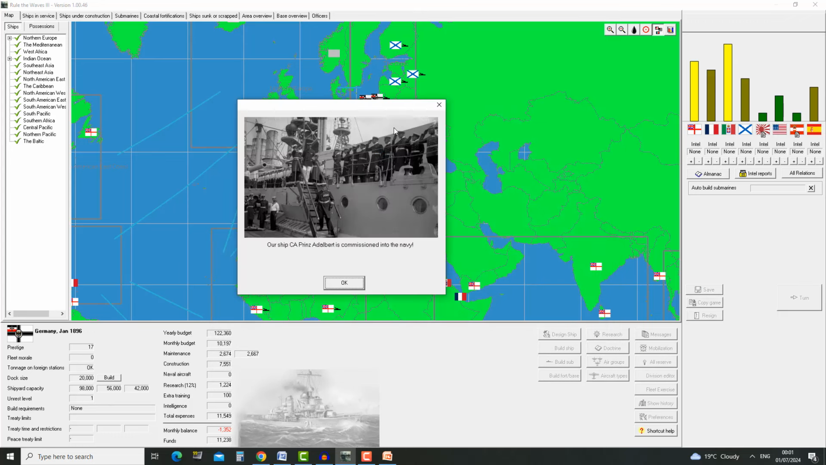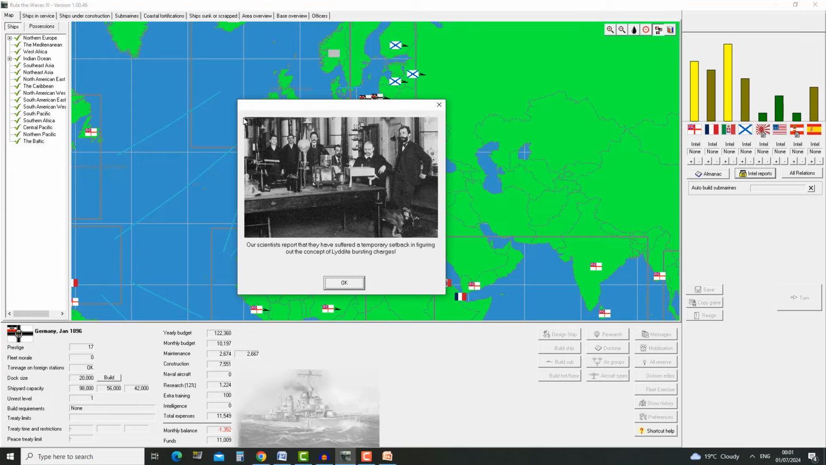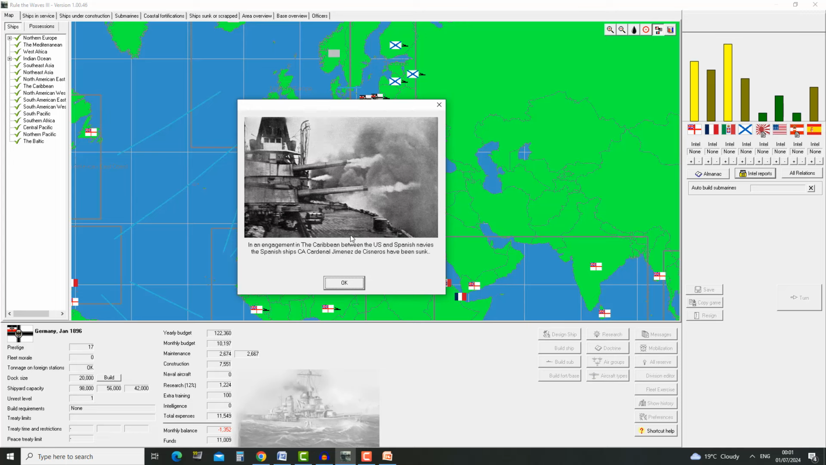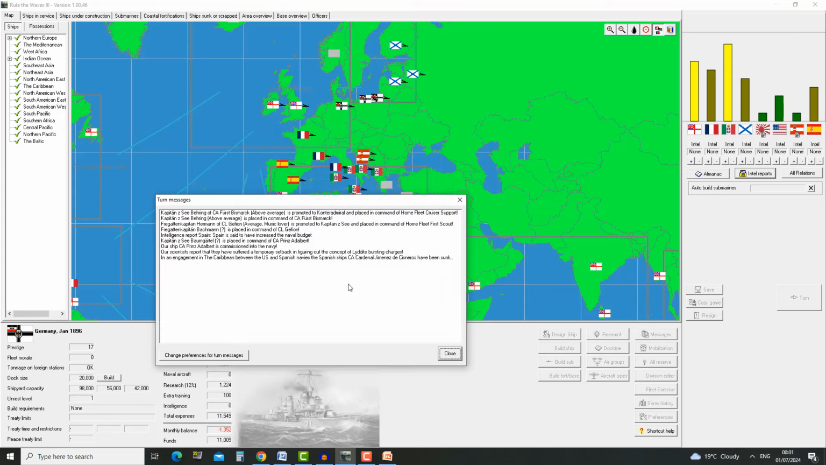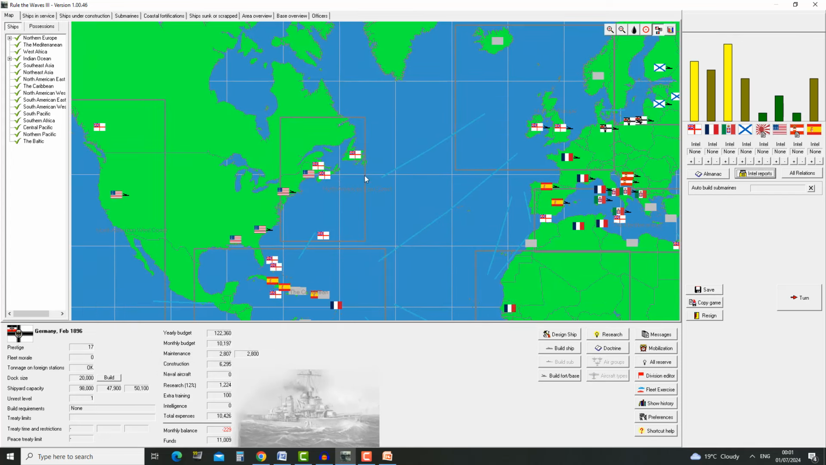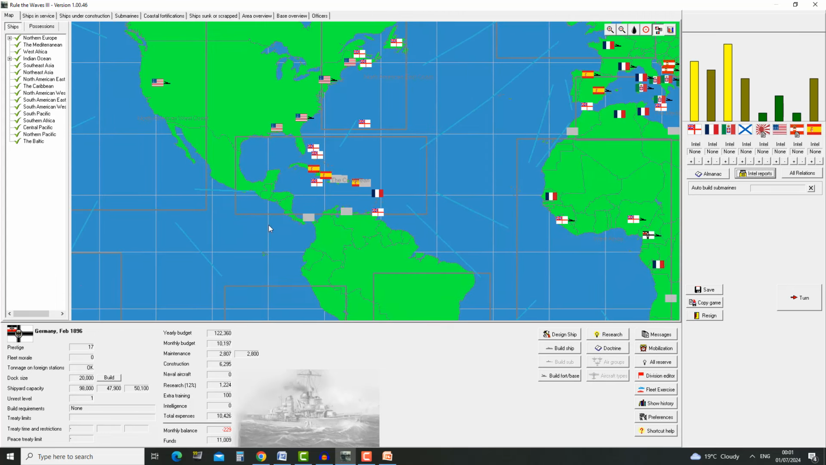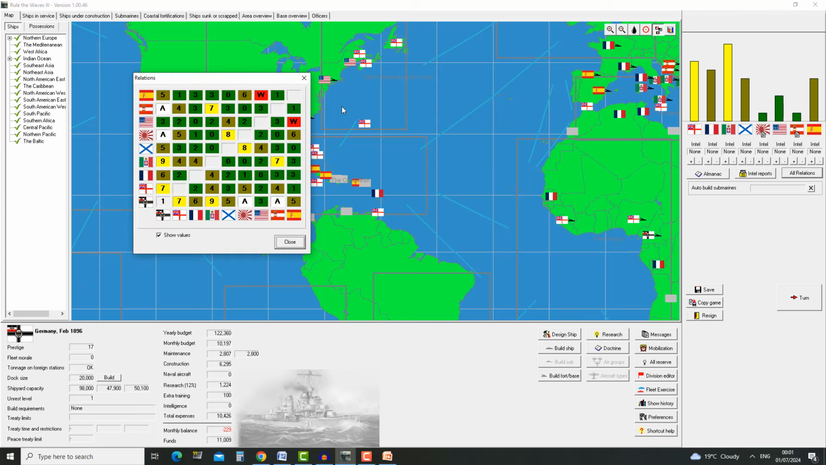We'll see. So let's end the turn, the last one in this episode, and Prince Adalbert is commissioned into the Navy. And our scientists report that they have suffered a temporary setback in figuring out the concept of lyddite bursting charges. And here we go, first war report. In an engagement in the Caribbean between USA and Spanish Navy, Spanish ships Cardinal Jimenez and Cardinal Jimenez de Cisneros have been sunk. Ah, so Spain lost a heavy cruiser. Well, that's not great. I would feel rather better if Spain won this, but they probably won't.